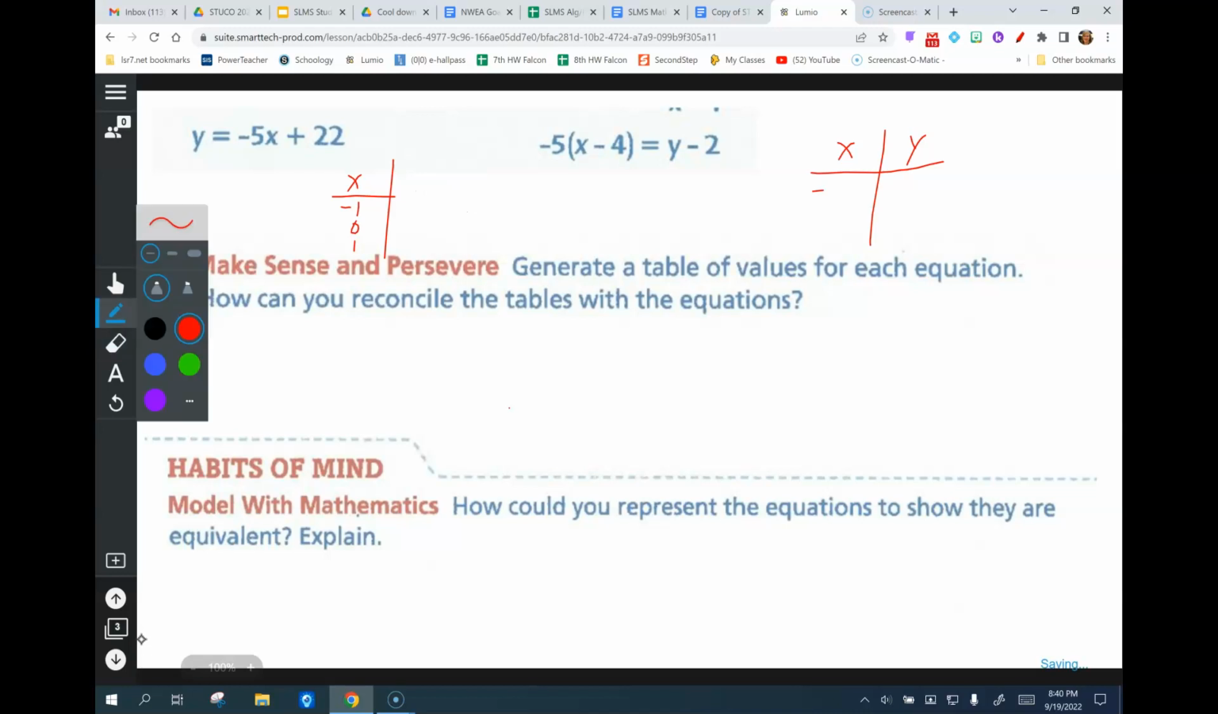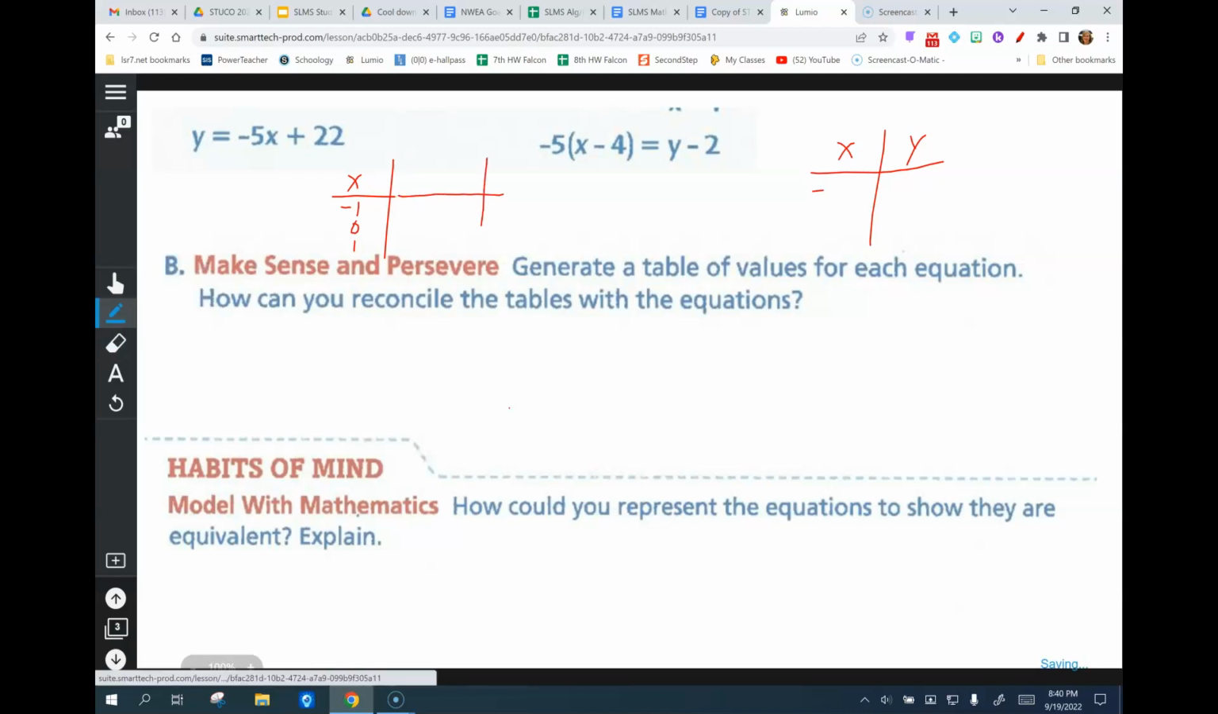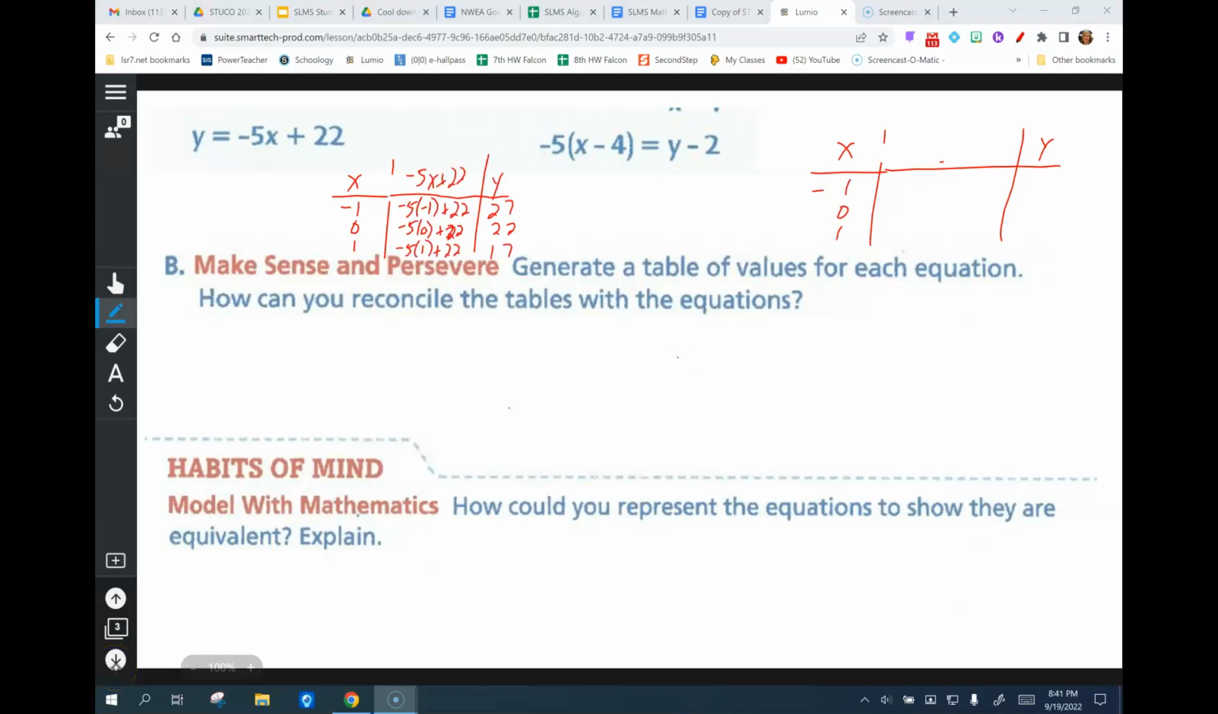Okay. And over here, I'm going to do the same thing. So I'm going to make this my y values. I'm going to use -1, 0, and 1 and plug it in. So 5 times -1. Okay, make a table, go. Just checking in on you, if I plug in -1, 0, and 1, I get 27, 22, and 17, yes? Okay, let's go over here and do this other table.